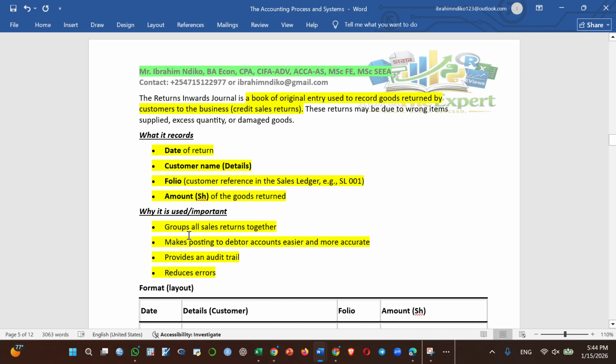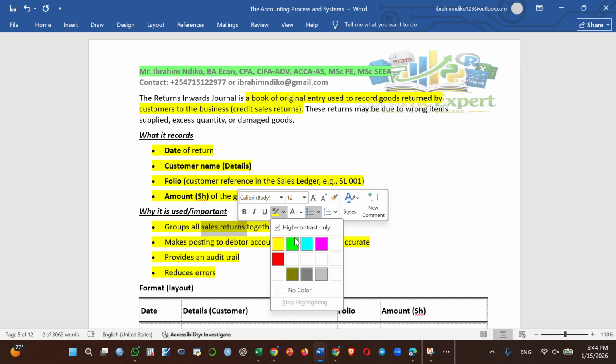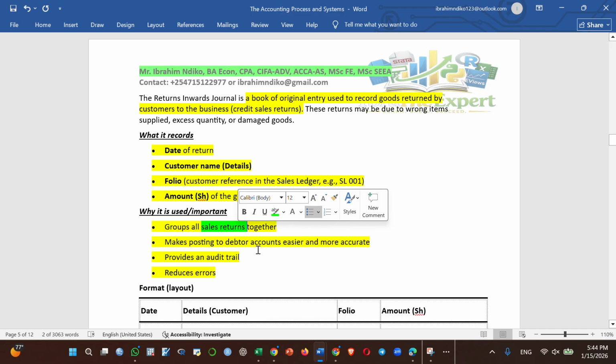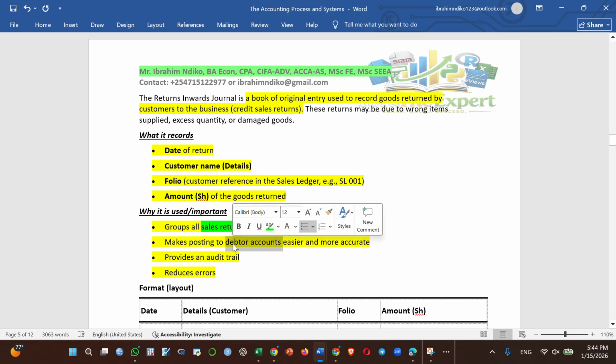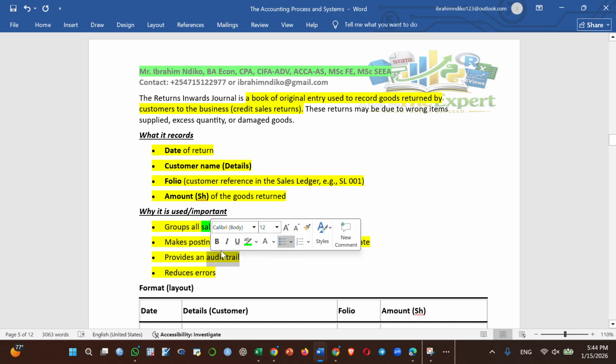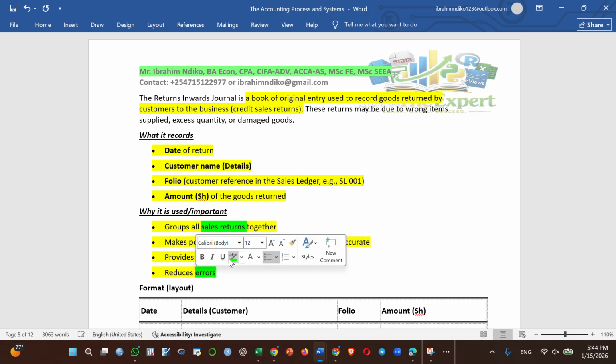So that is it. We say it groups all the sales together, that is correct. What sales? Sales return. So be keen. So it assists to do what? To bring all the sales return together. It makes the posting to the debtors account, that is our ledger, easier. Then it assists in audit trail, and it also assists in reducing the error.